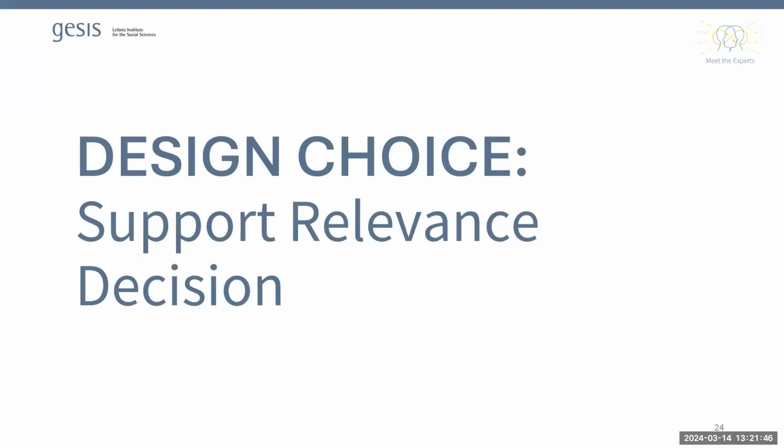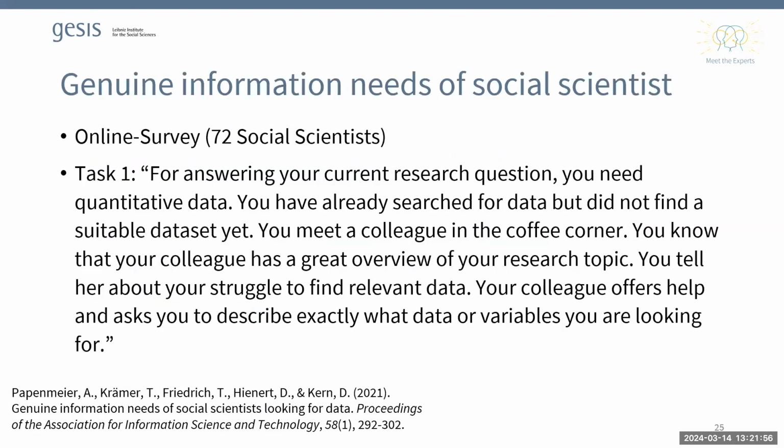So in the next step, after searching and choosing the right category, you have to decide which result items are relevant for your information need. So in this field, to get a little overview, we did an online survey asking about 70 social scientists about their genuine, so their natural information need before entering it into a search engine. So the task here has been: for answering your current research questions, you need quantitative data. You have already searched for the data but did not find a suitable data set.